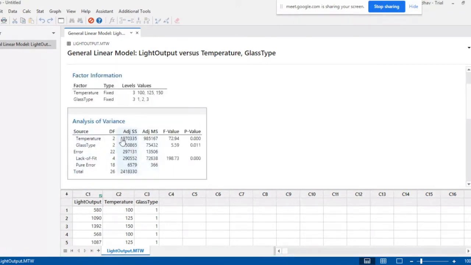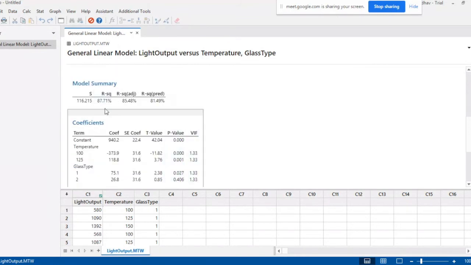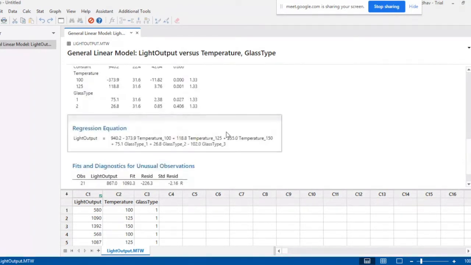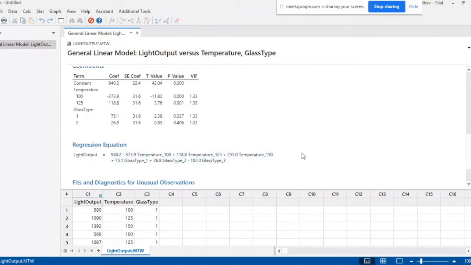So here you can see temperature is 0.00, glass type is 0.011. So both the temperature and glass type are significant, as the p-value is less than 0.05. And R square we can see is 87%, which is a good R square. And for the regression we get an equation. Okay, now how to get the graphs?